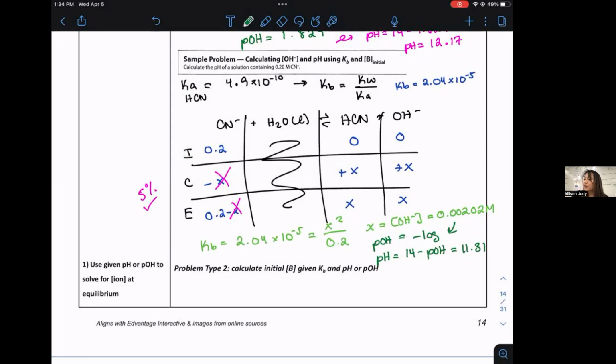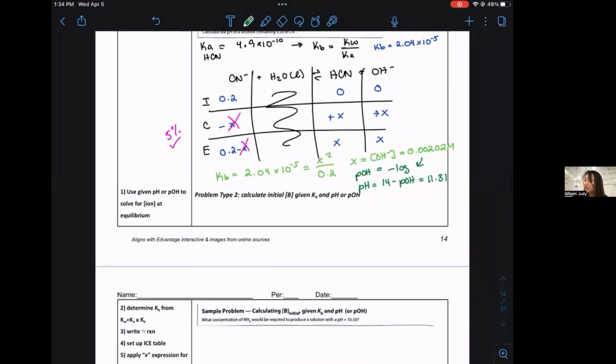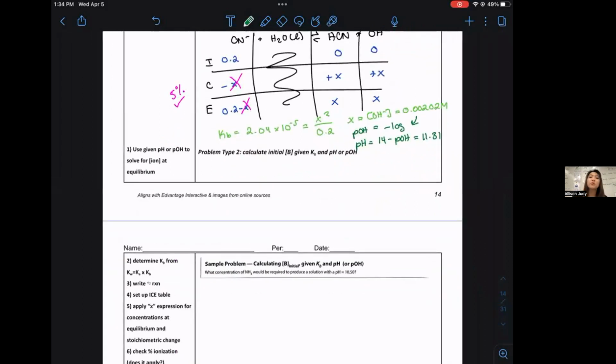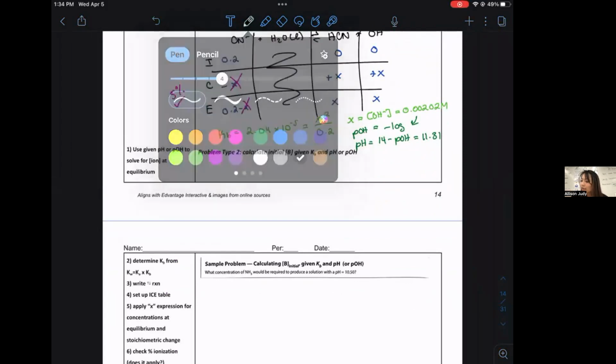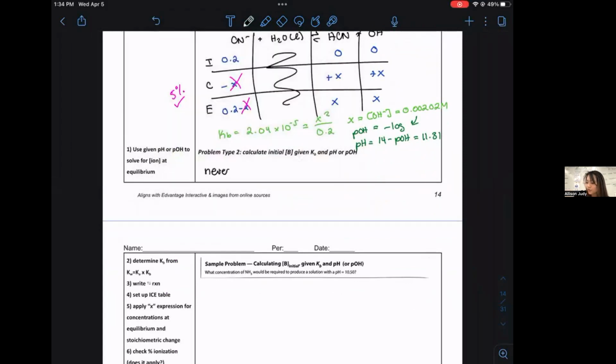Okay, so now problem type 2, it's going to mimic the other problem type 2. Now we have a different combo of two knowns and one unknown. And here we again never can use the percent ionization negligible rule, negligible assumption.